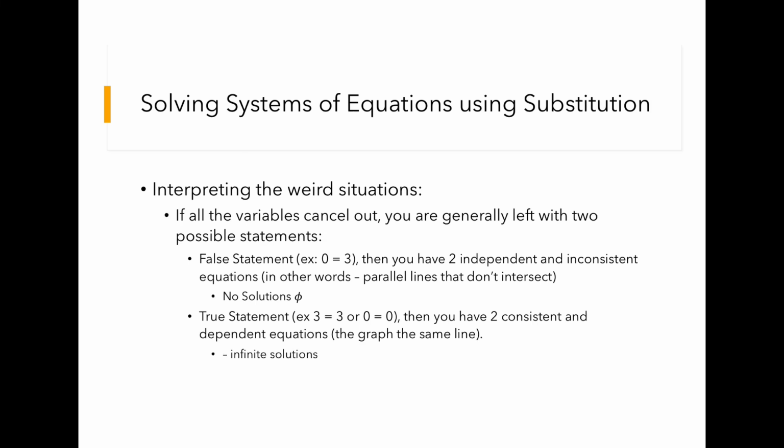Because the intersection point is what we're looking for. If we were left with a true statement, like 3 is equal to 3 or 0 is equal to 0, those are weird. Yeah, all the variables disappeared, but we have these true statements. Then what that means is these two lines are the same line. So they're consistent, they have at least one solution, and in fact, they're dependent. They're not independent of each other. They are, in fact, the same line. And in that case, all the points along that line are solutions to that system.